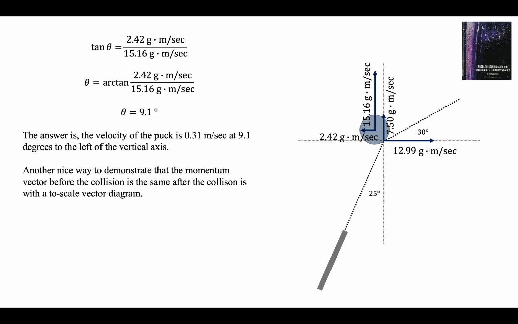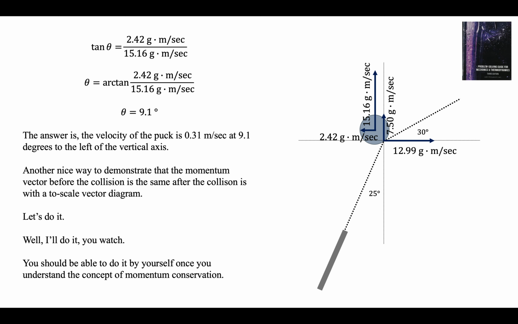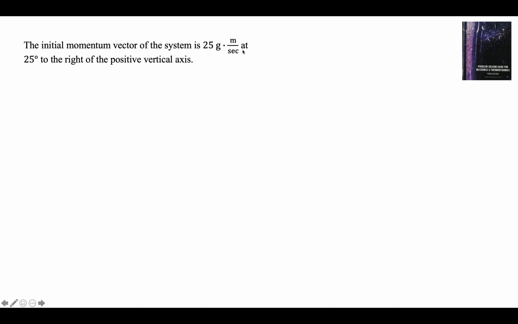Another nice way to demonstrate conservation of momentum is to use the actual vectors with a to-scale diagram. So let's do it. Well, I'm going to do it. You watch. You should be able to do it yourself to confirm that momentum is conserved. Here we were working with the components. Let's work with the actual vectors. The initial momentum vector is 1 gram times 25 meters per second. That's the magnitude, and it's like that. That length is 25 gram meters per second. There's the initial momentum. Now we have to put the final momentum on here and hope it's the same vector.